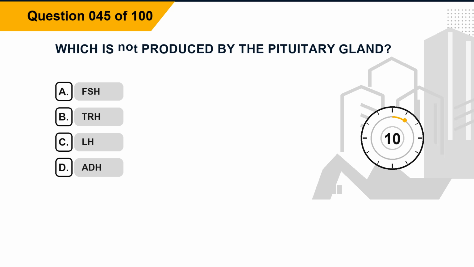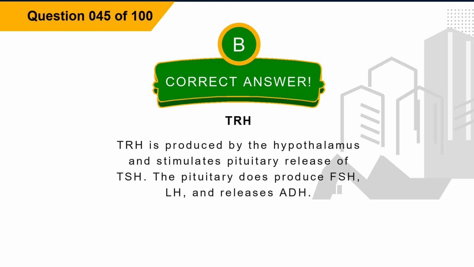Question 45. Which is not produced by the pituitary gland? Option A, FSH. Option B, TRH. Option C, LH. Option D, ADH. The correct answer is option B, TRH. Explanation. TRH is produced by the hypothalamus and stimulates pituitary release of TSH. The pituitary does produce FSH, LH, and releases ADH.